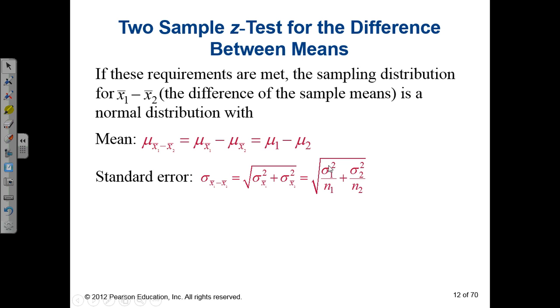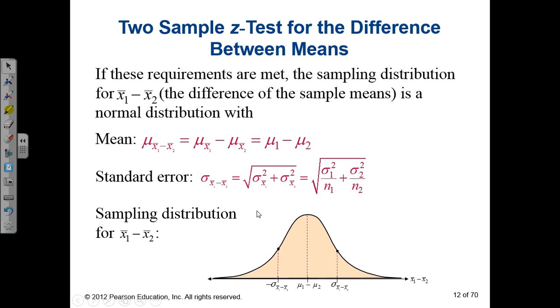This is the standard deviation squared, or also known as the variance of sample 1, divided by the sample size of sample 1, plus the variance or the standard deviation squared of sample 2, divided by the sample size of sample 2. Once you do these two divisions, then add those numbers together, and then take the square root of that. That's known as the standard error. The sampling distribution is a normal distribution, so it has the bell-shaped curve.